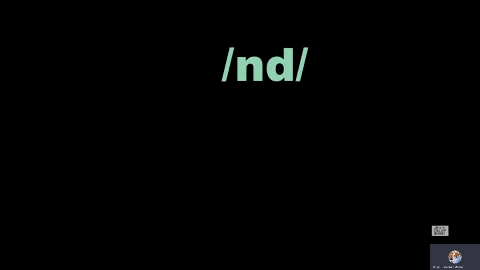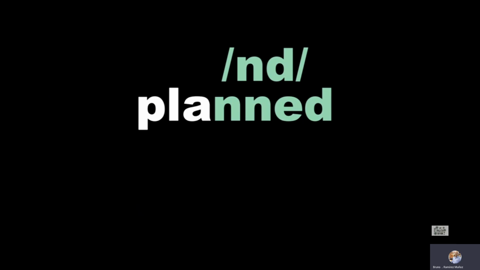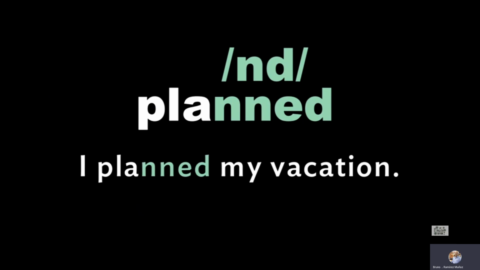Okay, let's practice. Say the sound. Nd, nd. Planned, planned. I planned my vacation. I planned my vacation.